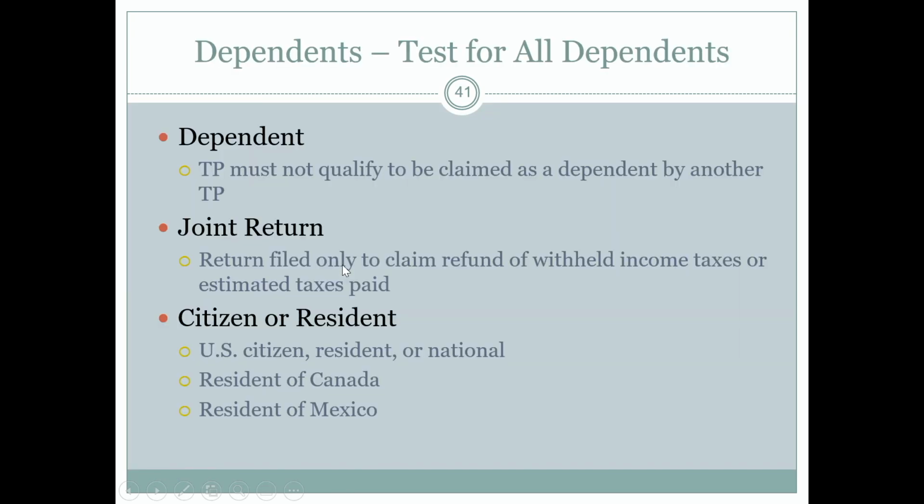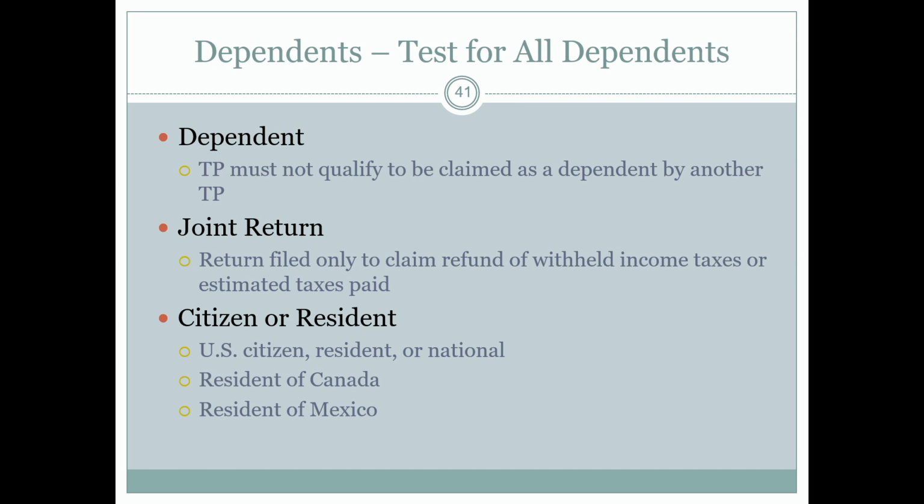This is going to be tab C in your 4012, and then in your 4491 you'll find the information in chapter 6. First of all, we have 3 tests that must be met for all dependents. We have what's called the dependency test, and basically what this means is if your taxpayer can qualify to be claimed as a dependent by someone else, they cannot claim any dependents on their tax return.